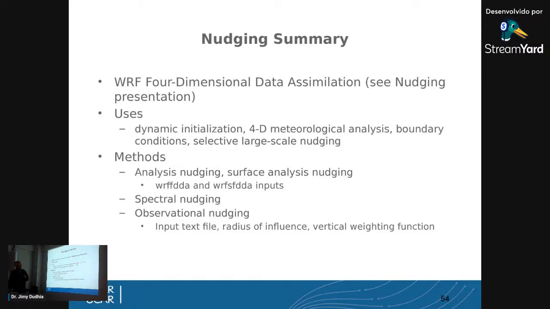So this is often used in air quality applications, where they want to have a four-dimensional data set for air quality modeling to run offline.